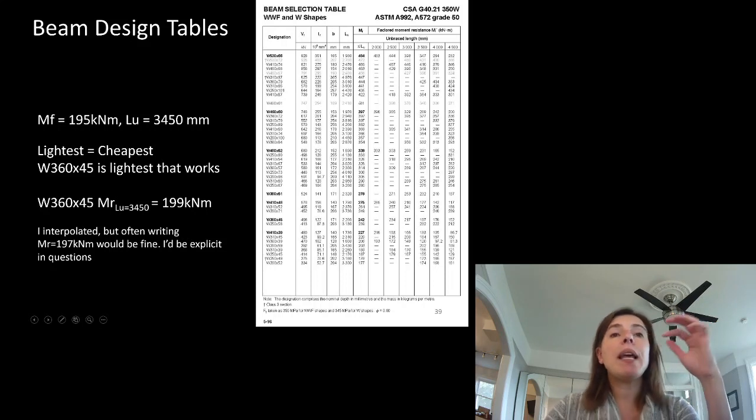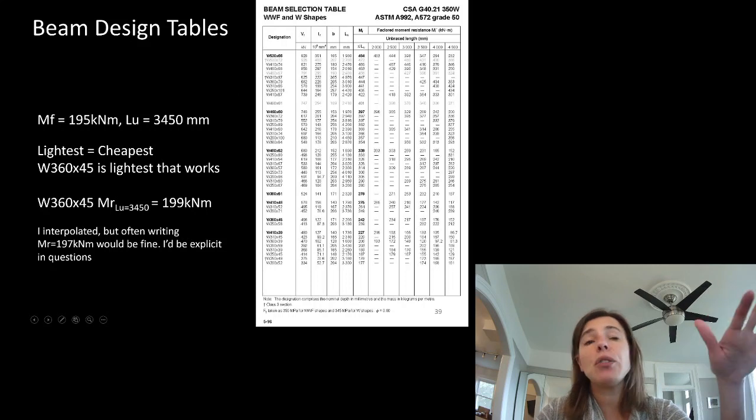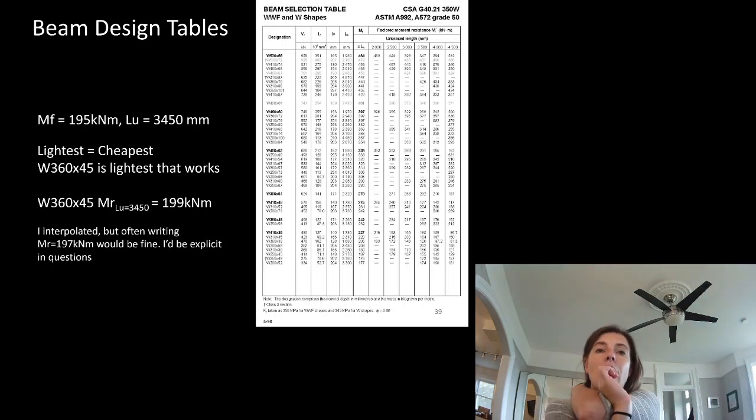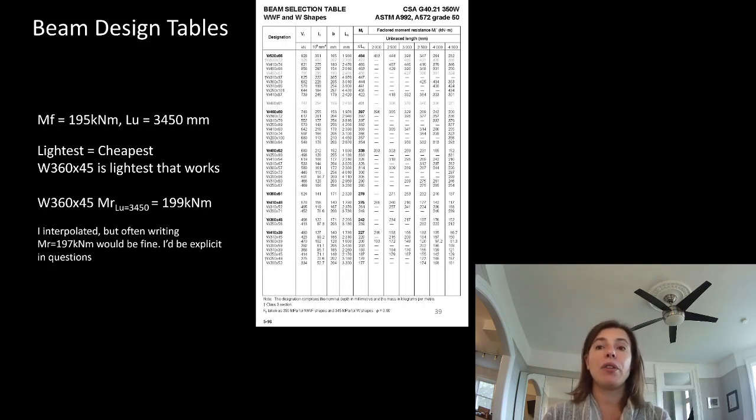Now, I'm going to give you a quick example here where they said, okay, our factored moment on a beam is 195 kilonewton meters. Its unbraced length is 3.45 meters. We want to know the lightest member that works. The reason we want the lightest is because lightest is cheapest. Remember, we're paying per tonnage of steel. So finding the lightest member is the smartest thing we could do. With all the other constraints met, lightest is what we want.